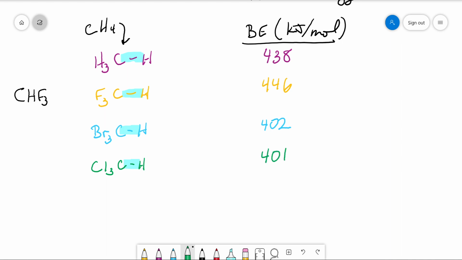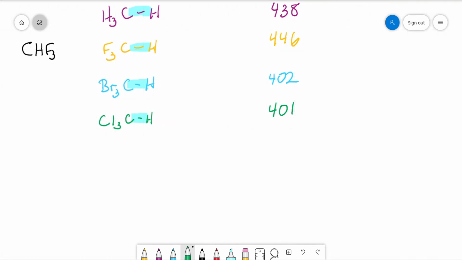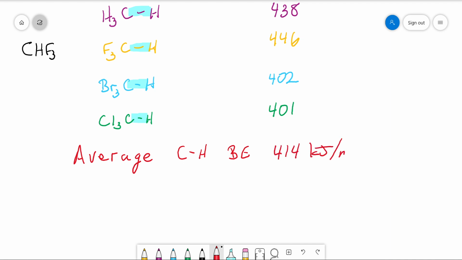Now, the point isn't to memorize these values. Don't waste your time doing that. I'm not really worried about that. The point is to highlight that they can be different. A carbon-hydrogen bond will be different depending on the chemical environment it's in or the molecule it's associated with. But what we can do is we can measure lots of these, hundreds of them, and we can average them. So we can look at an average carbon-hydrogen bond, and we find that the average is 414 kilojoules per mole.